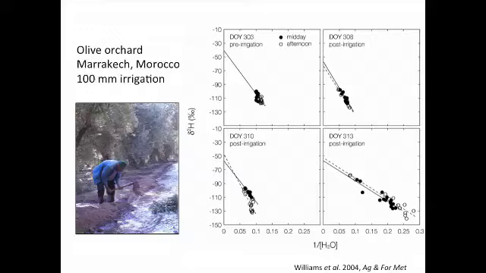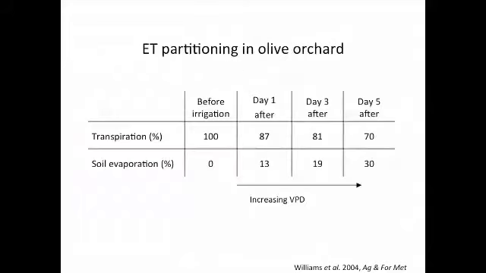And what you can see is the different Keeling plots we generated for before the irrigation on the top left and then several days after the irrigation. So it looked like it was working. We were developing nice mixing relationships with the atmosphere. And when we did the calculations, we came up with this partitioning pattern.